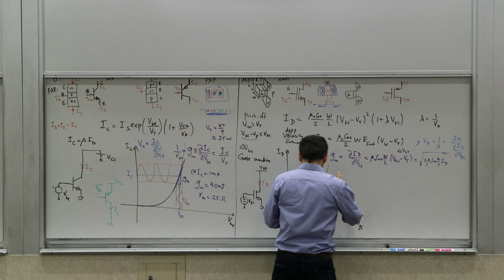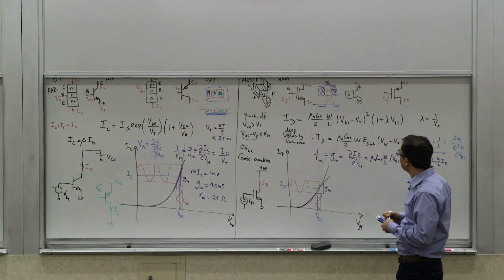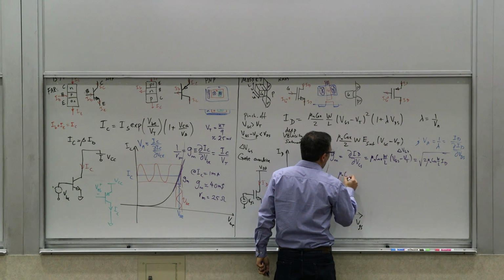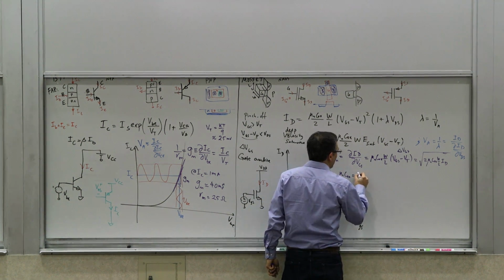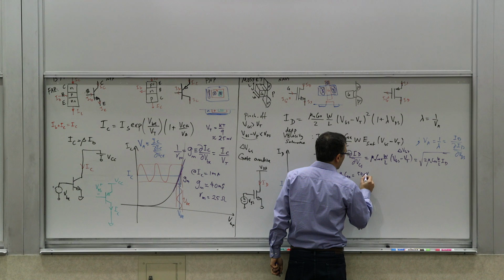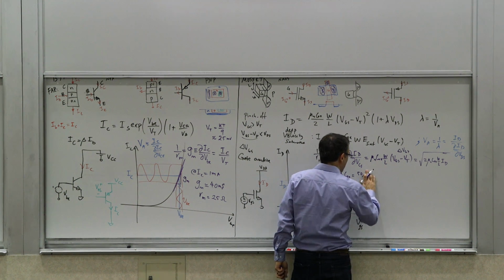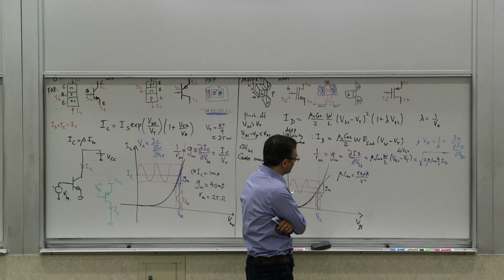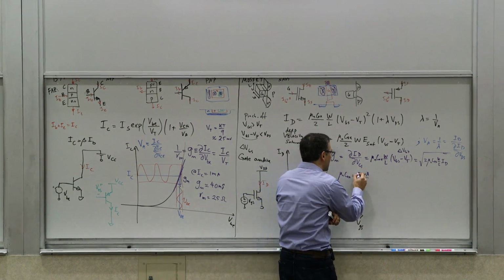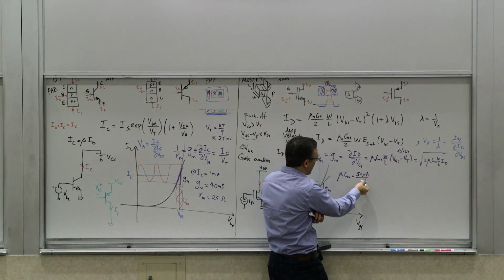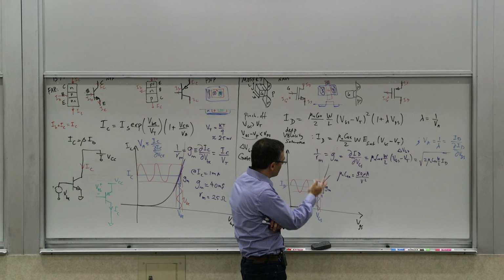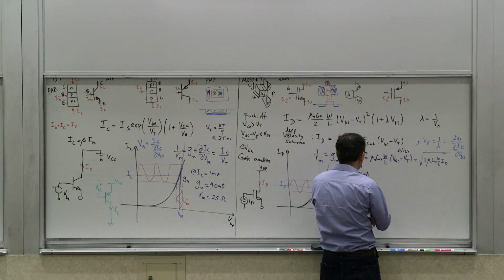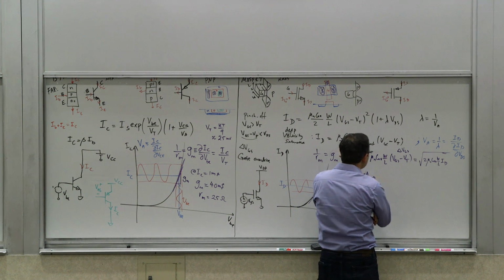So anyway, but here's the thing. Let's do the numbers. A good number for mu n C ox for a MOSFET is 50 microamps per volt squared. So let's start with that, and that comes from calculation of mobility and gate oxide, and it changes. It can be higher, lower, etc. A factor of 2 doesn't matter. Look, we just want to get an order of magnitude calculation. So let's put that in there, and let's try to do something.